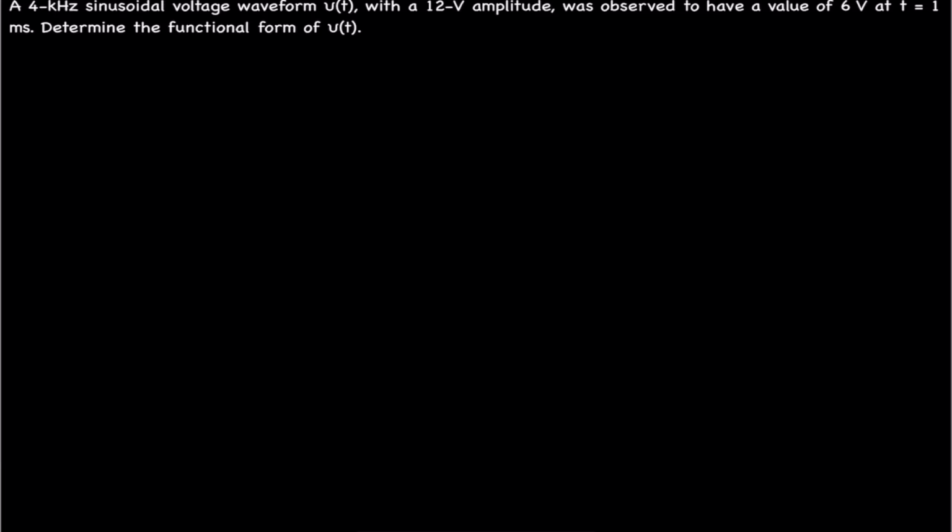Welcome back. In today's video, we're trying to determine the functional form of the waveform v of t. We have an amplitude of 12, and it was observed to have a value of 6 volts at t equals 1 millisecond, and it has a frequency of 4 kilohertz.